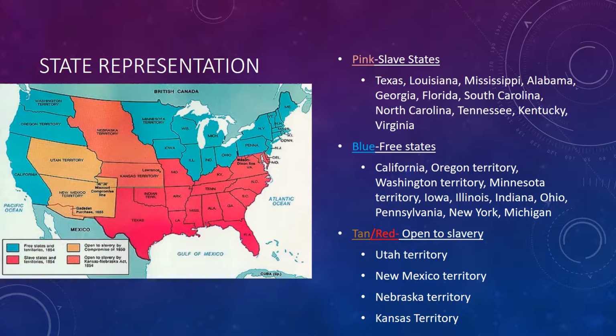A little more detailed: the pink represents the slave states, blue represents the free states and territories, and the tan color represents the states that were open to slavery by the Compromise of 1850.